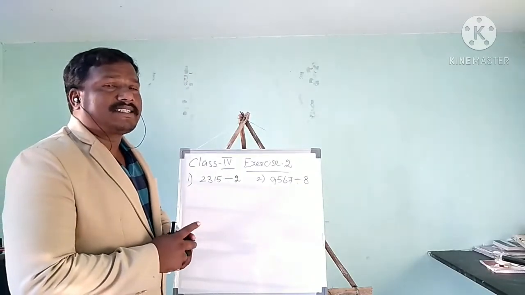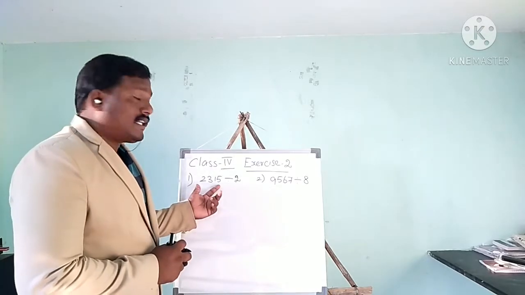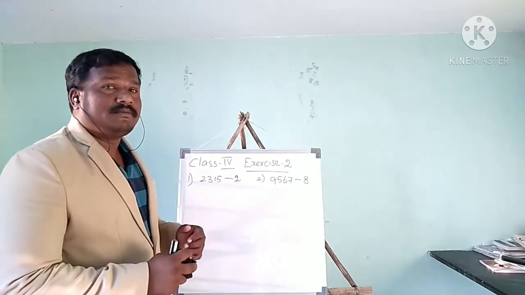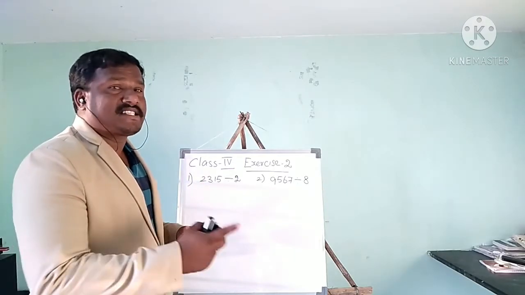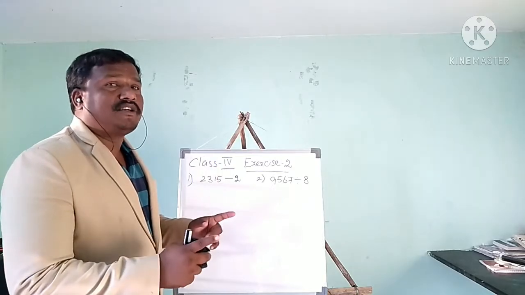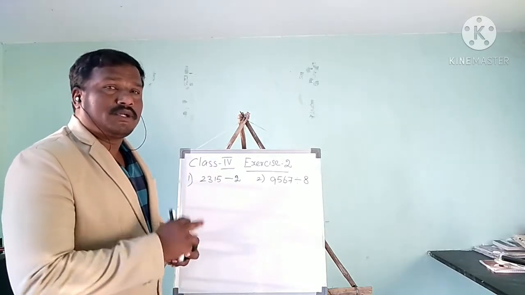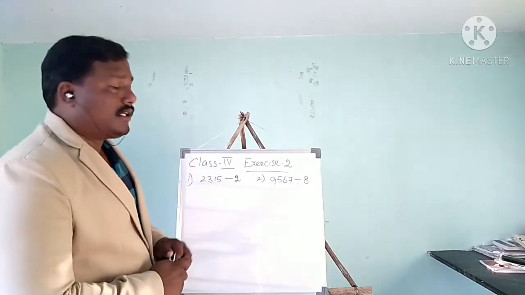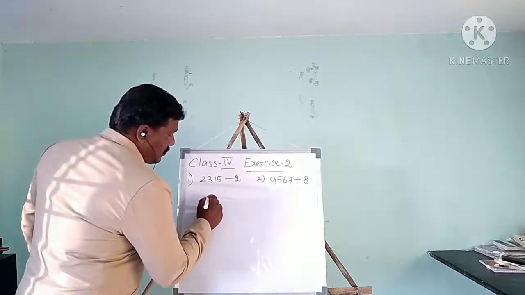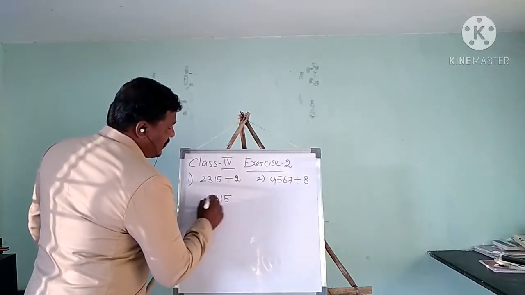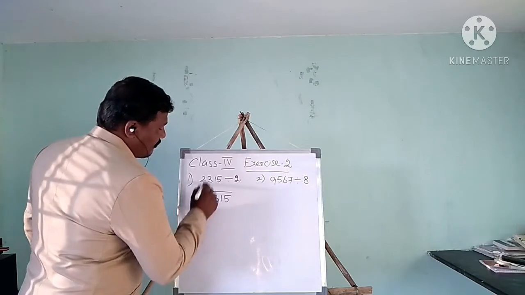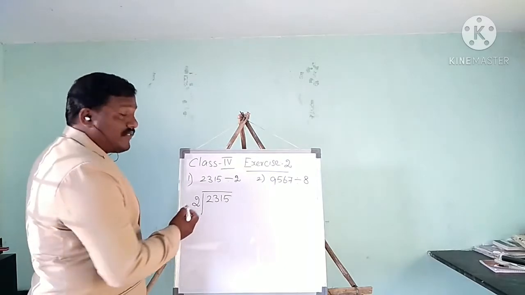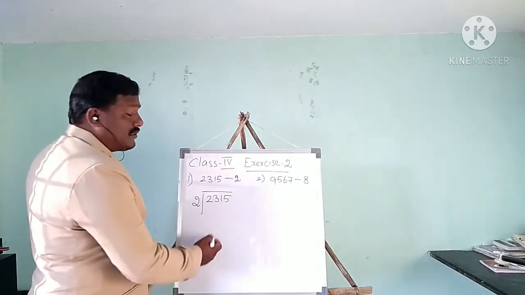So how do I calculate? This is the amount, 2315 rupees. I want to give it to two persons. So how much amount does each person get? I want to find out the answer using division. Let me write 2315. You know very well, this is the dividend, this is the divisor. You want to find out the quotient and remainder.